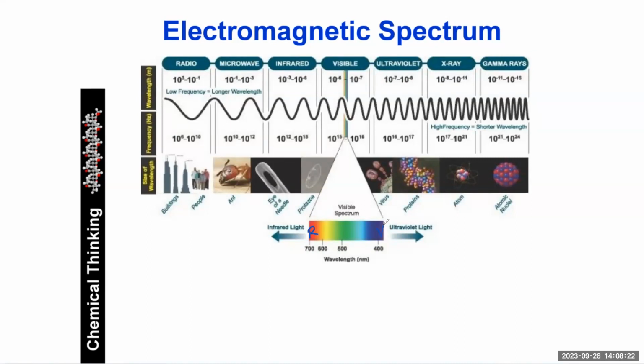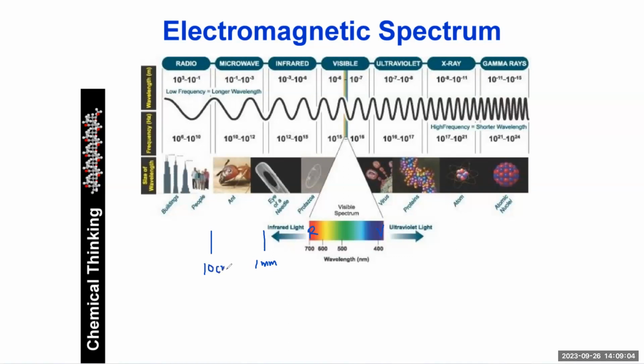Below red, when I say below red, I mean energy-wise. What do we have below red? Infrared. Infra means below, right? Below red we have infrared, meaning it has lower energy than red light. So here we have infrared radiation going from 700 nanometers to about 1 millimeter wavelength. Longer wavelength than red light, we have infrared radiation. And then microwave goes from 1 millimeter to about 10 centimeters.